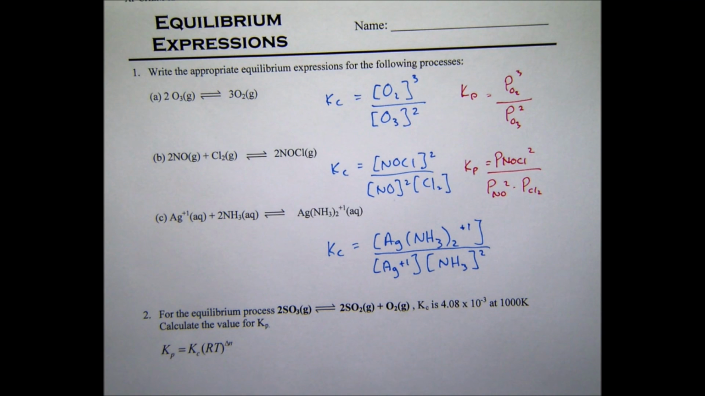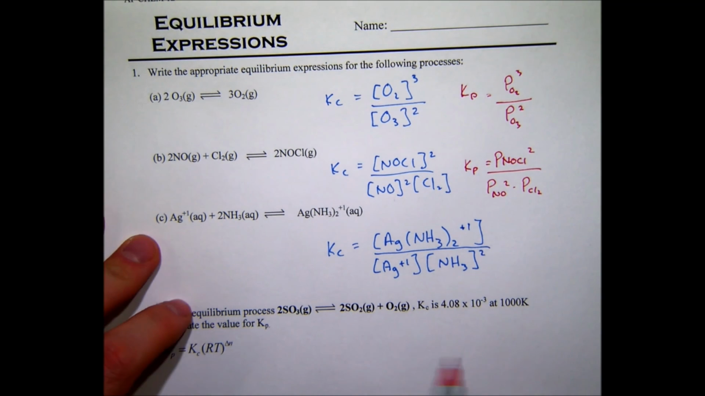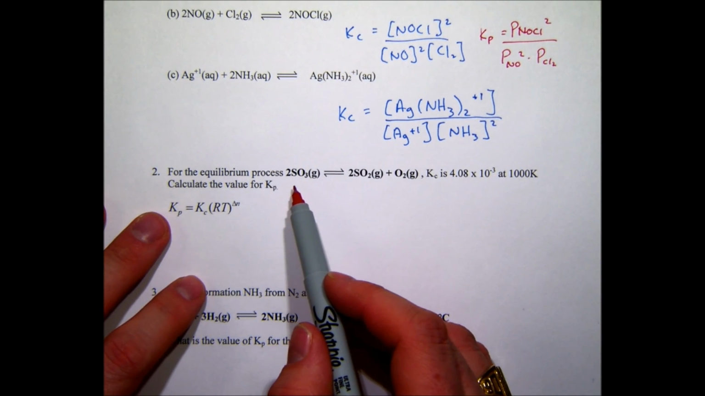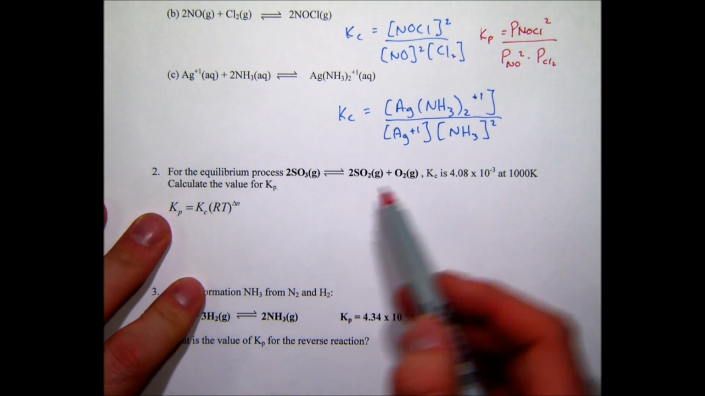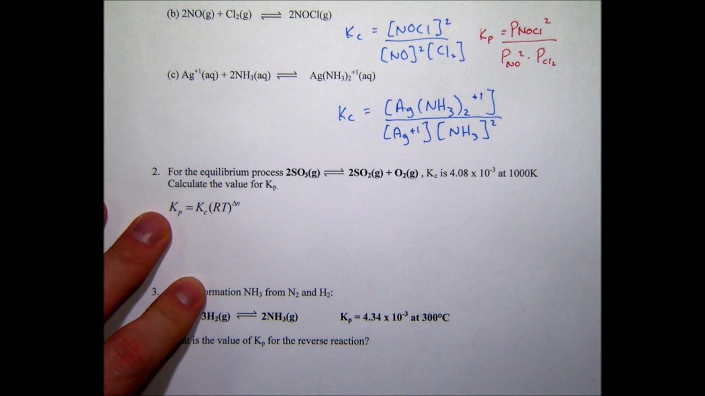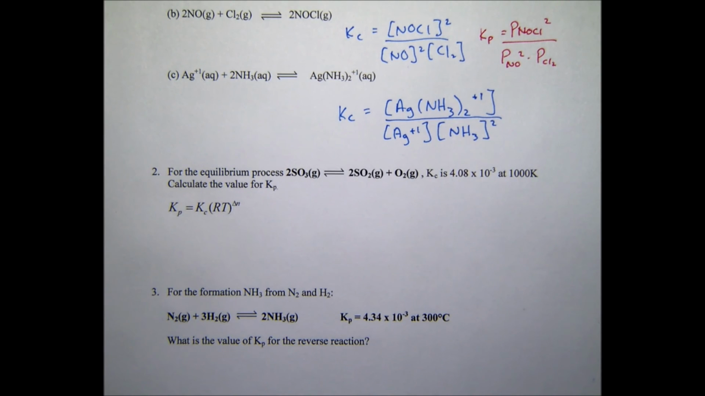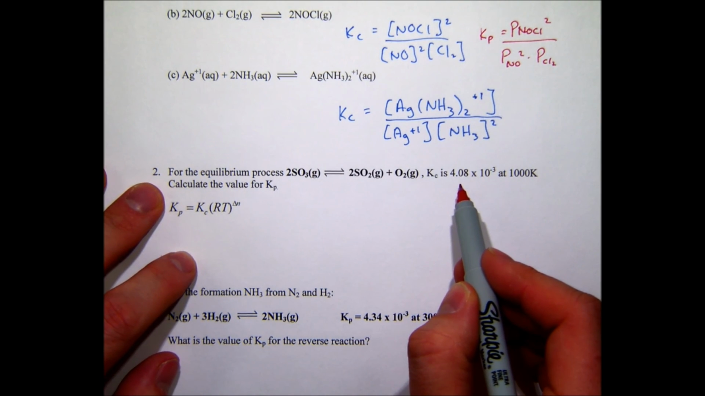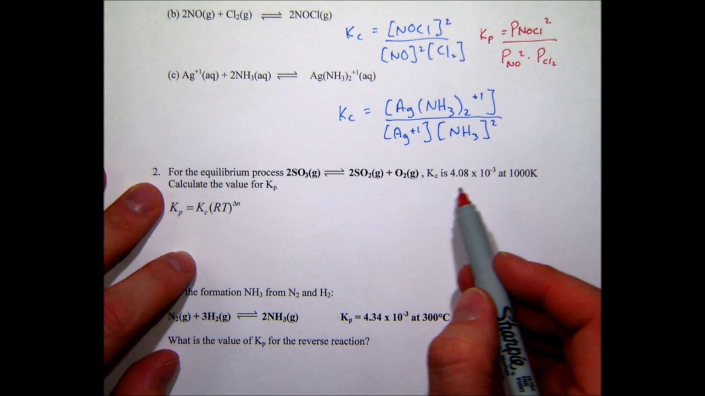So what we have to do now is look at what this number means. Once again, we have this particular reaction here: 2 moles of sulfur trioxide is in equilibrium with 2 moles of sulfur dioxide and oxygen. Notice we're dealing with gases here, and we have the equilibrium constant with respect to concentration, so that would be moles per liter.